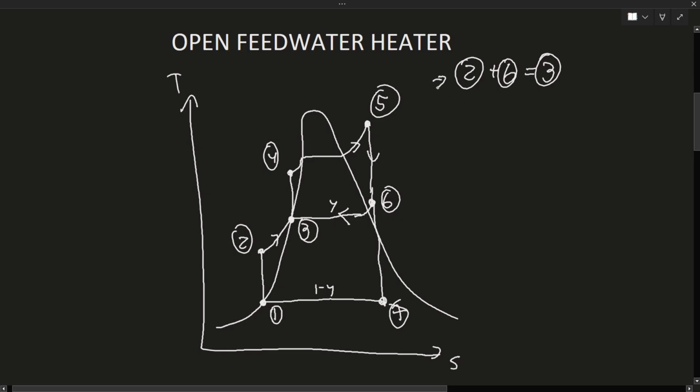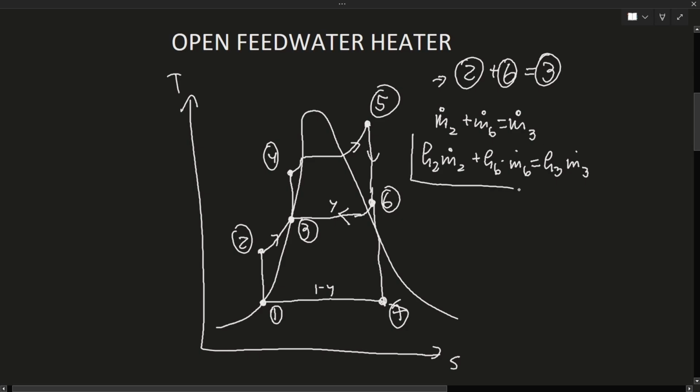This means the mass flow rate at point 2 plus the mass flow rate at point 6 combine at point 3. Using the energy in equals energy out formula, you'll find that H2M2 plus H6M6 equals H3M3. For a lot of your problems, you're going to have to use this formula. Other than that, the principle is exactly the same.